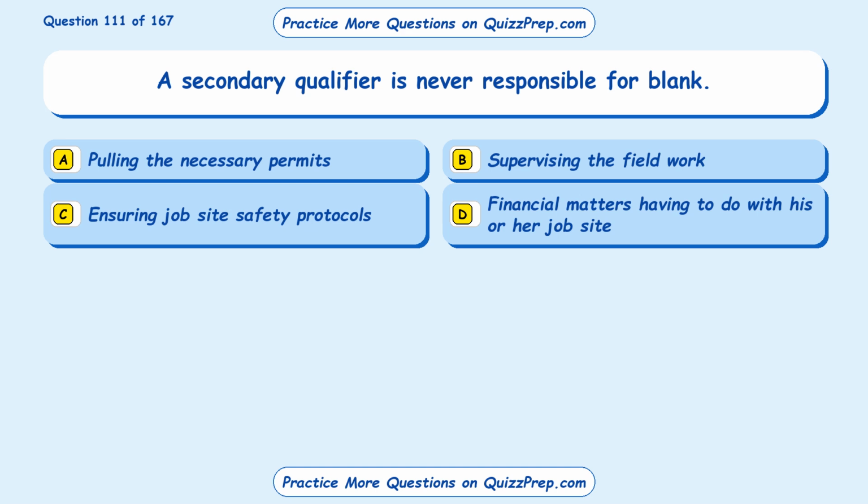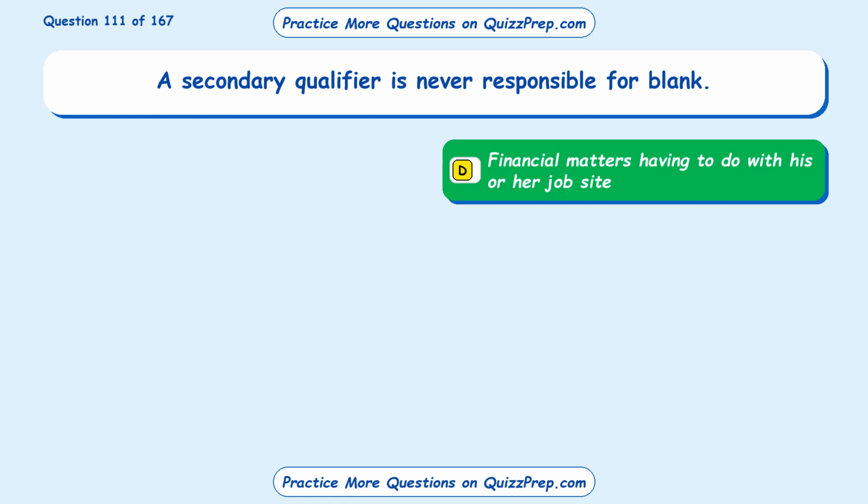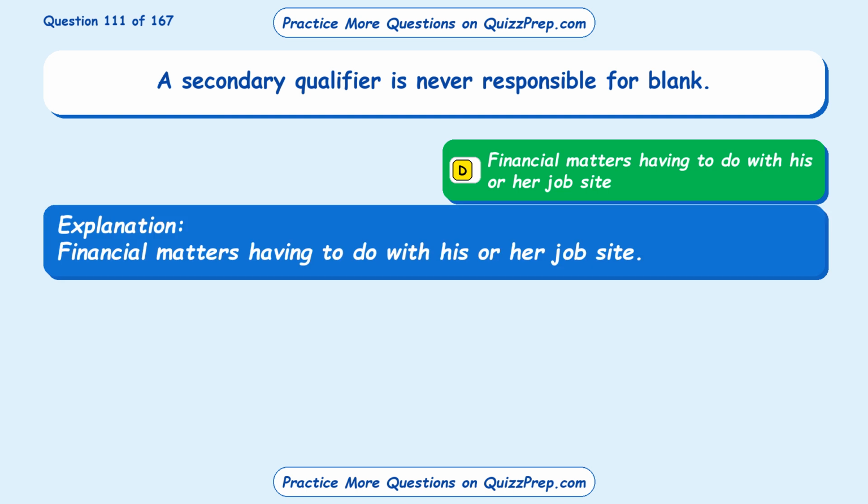Question 111. A secondary qualifier is never responsible for blank. Option A, pulling the necessary permits. Option B, supervising the field work. Option C, ensuring job site safety protocols. Option D, financial matters having to do with his or her job site. The correct answer is option D, financial matters having to do with his or her job site.